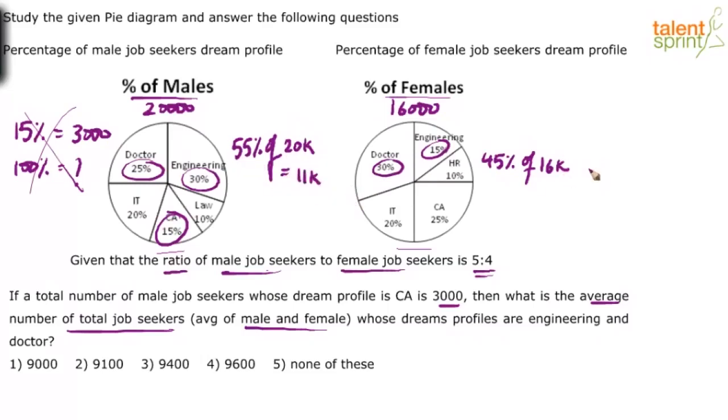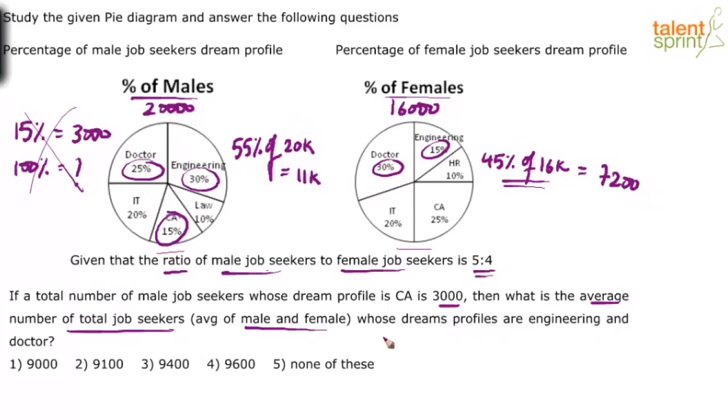What about 45% of 16,000? See, we have discussed in the speed maths video how to calculate 45% of a number. 45 percent is like 50% minus 5%. 50% of 16,000 is 8,000. If 50% is 8,000, 5% would be 800. So 50% minus 5%, 8,000 minus 800. This is 7,200.